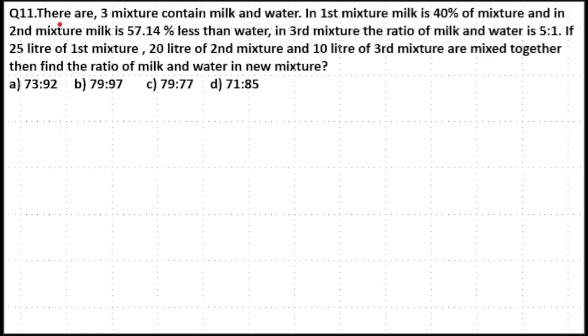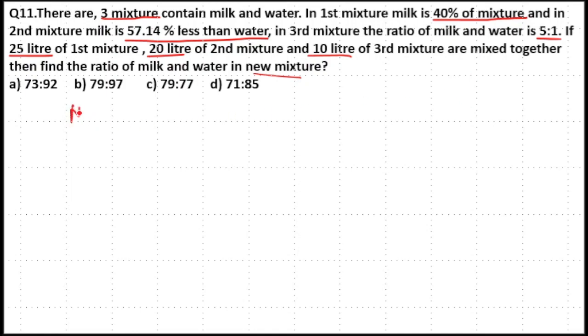Next is question number 11. There are 3 mixtures containing milk and water. In first mixture, milk is 40% of mixture. And in second mixture, milk is 57.14% less than water. In third mixture, ratio of milk and water is 5:1. If 25 liter of first mixture, 20 liter of second mixture, 10 liter of third mixture are mixed together, then find the ratio of milk and water in new mixture.